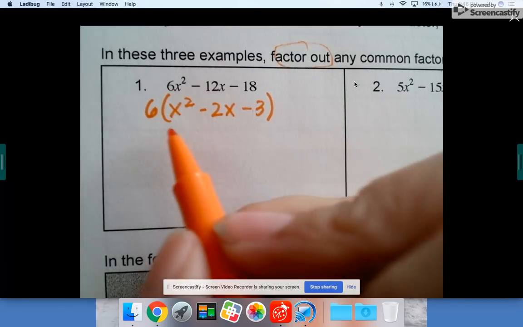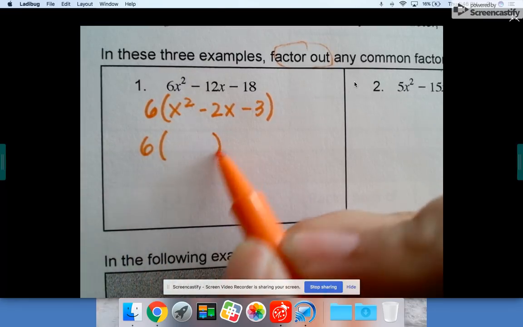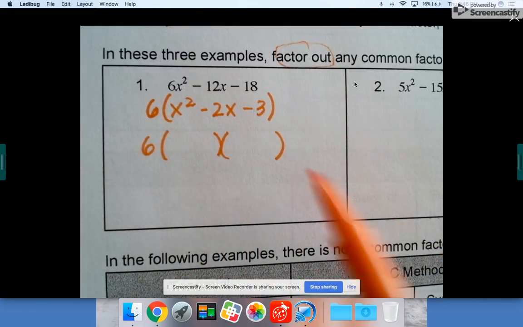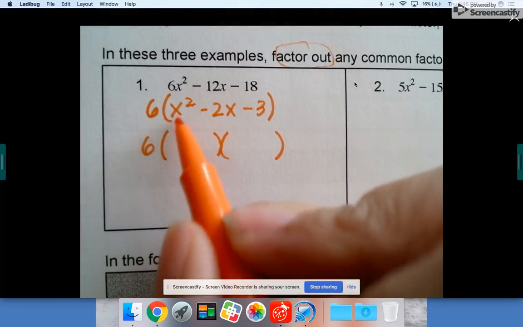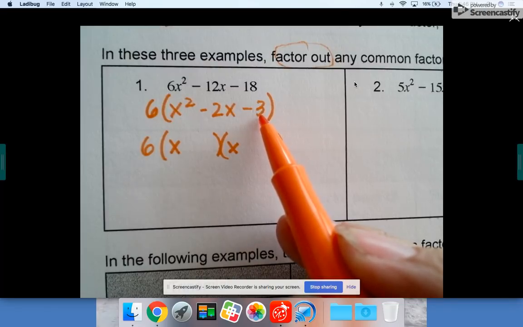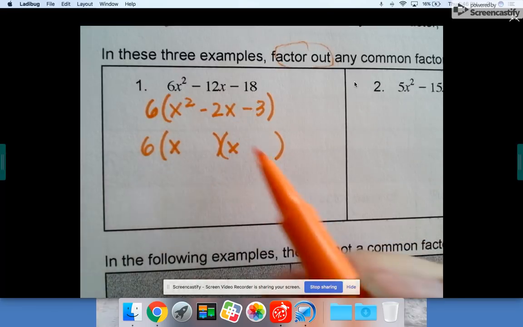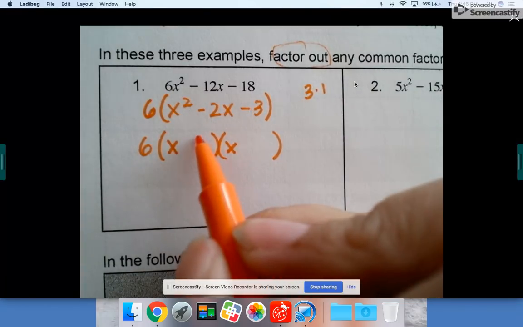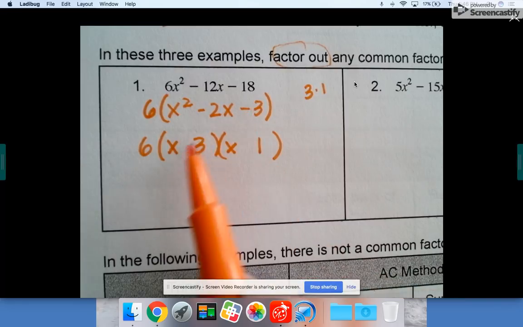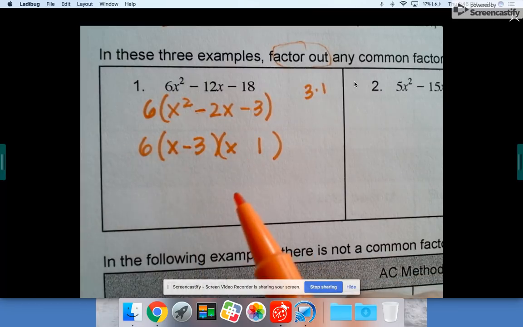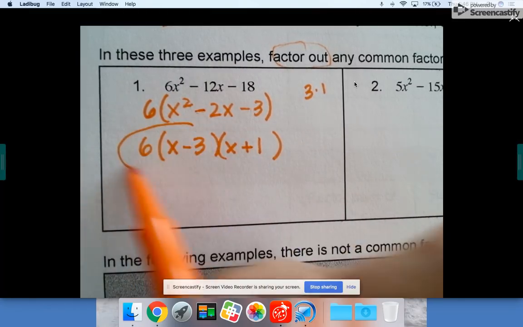And then from there, you kind of ignore the 6. I mean, it's still there, but you don't do anything with it. And then you factor the x squared minus 2x minus 3 as if that's the only problem that's there. So you know that if it's x squared, then you have x's at the front. You know that you need it to multiply to be negative 3, and add to be negative 2. You can list out the factors if you want. The factors of 3 are just 3 and 1. So you know it's going to be 3 and 1. And since it's negative 3, one of these is going to be negative. And because when you add, it's negative 2, your 3 needs to be the negative 1. And so this is it.